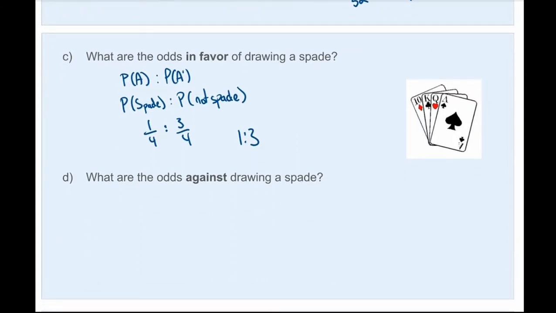What are the odds against drawing a spade? Well, we can go through the same steps. The probability of A complement to the probability of A: the probability of not spades, 3 over 4, to the probability of spades, 1 over 4. It just basically reverses. It's the same two numbers, just flipped, because again, it's the against. So the odds against drawing a spade are 3 to 1.